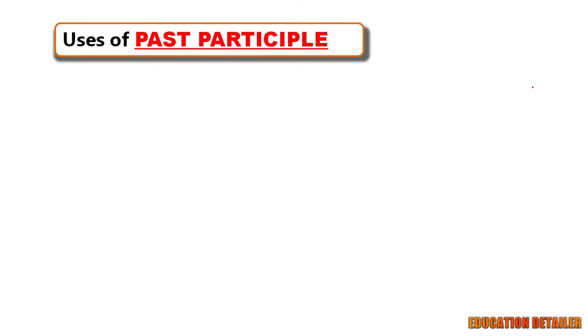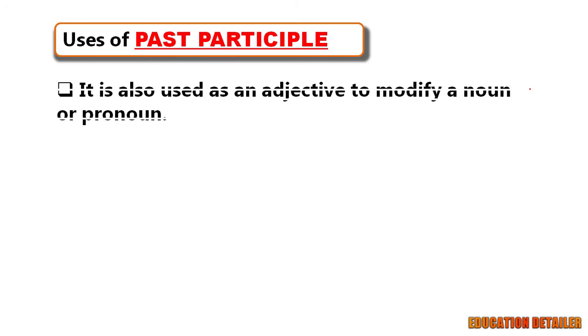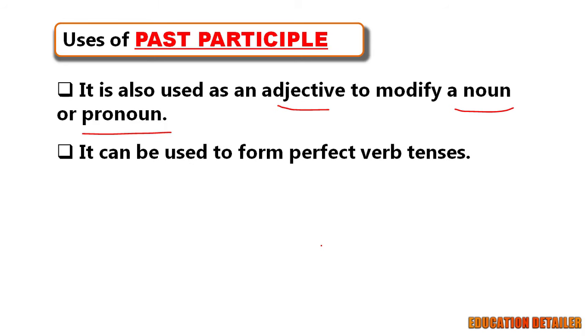Let me tell you the uses. Like the present participle, the past participle is also used as an adjective to modify a noun or pronoun. Another use is that past participles can be used to form perfect verb tenses. Let me show you some examples to understand the past participle in a convenient way.